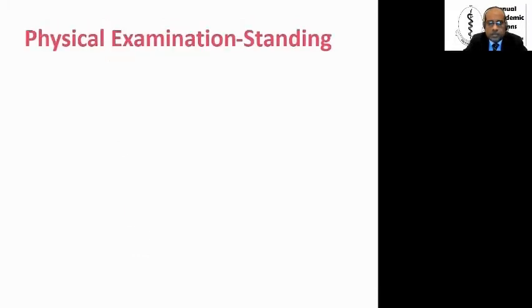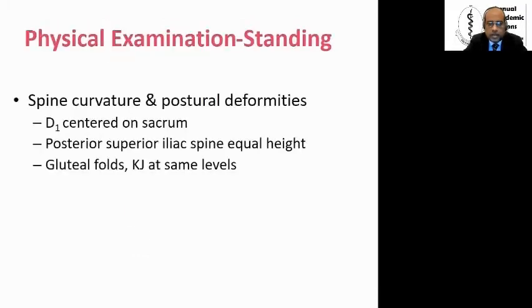The physical examination then moves from the standing. You look to see whether there are curvature and posture deformities. The normal position will be D1 centered on the sacrum, and the posterior iliac superior spines at equal heights. Gluteal folds and knee joints should be at the same level. And then you can do the walking on toes and heels to see the neurological defects in the lower lumbar and sacral radiculopathies.